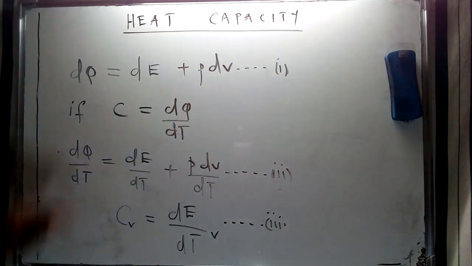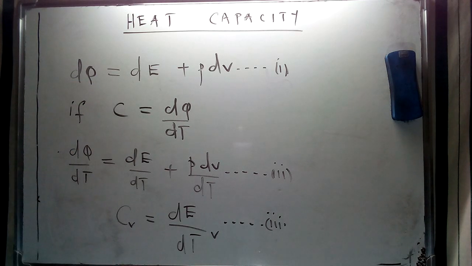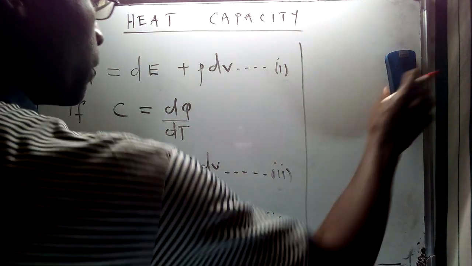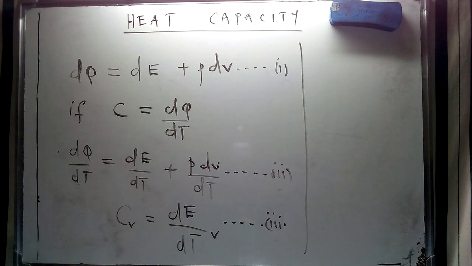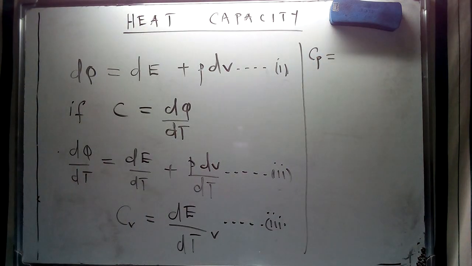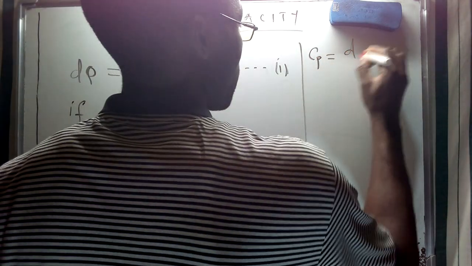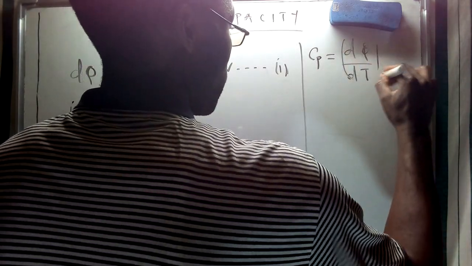So from this first law, we can describe the heat capacity in terms of constant volume and at constant pressure. Therefore, we can have a specific description for this heat capacity using the constant pressure, given as such. So heat capacity under constant pressure is going to be described as dq over dt.